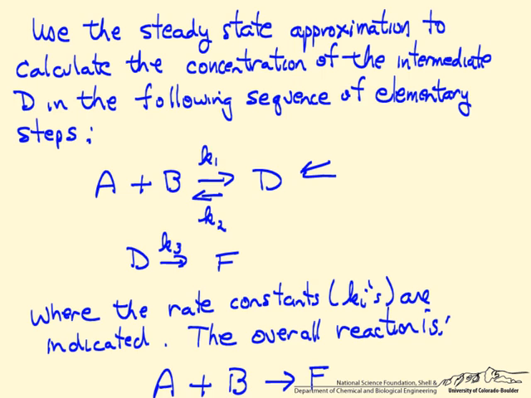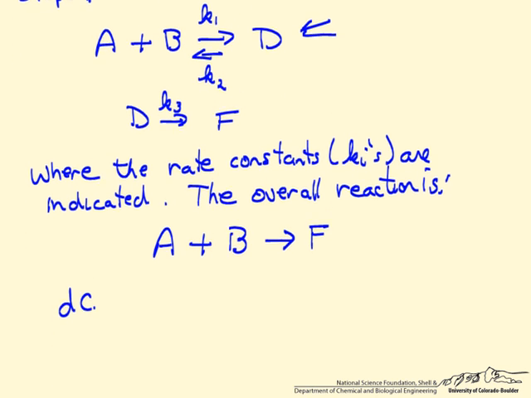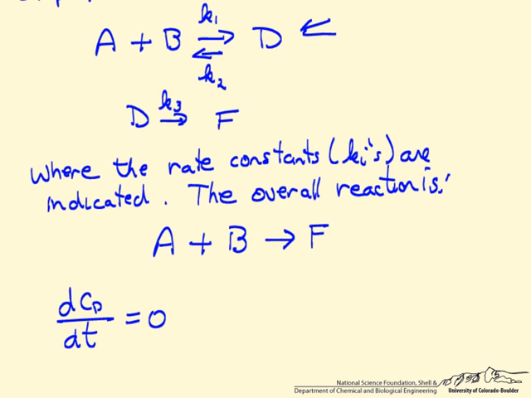The idea of the steady state approximation is that the concentration of D is low because it's a reactive intermediate and so reacts quickly, and therefore it quickly gets to some steady state concentration. And so we can apply this idea by saying the concentration of D is not changing with time. And so we can write down that the change in the concentration of D with respect to time is equal to 0, and then we can list the three reactions.